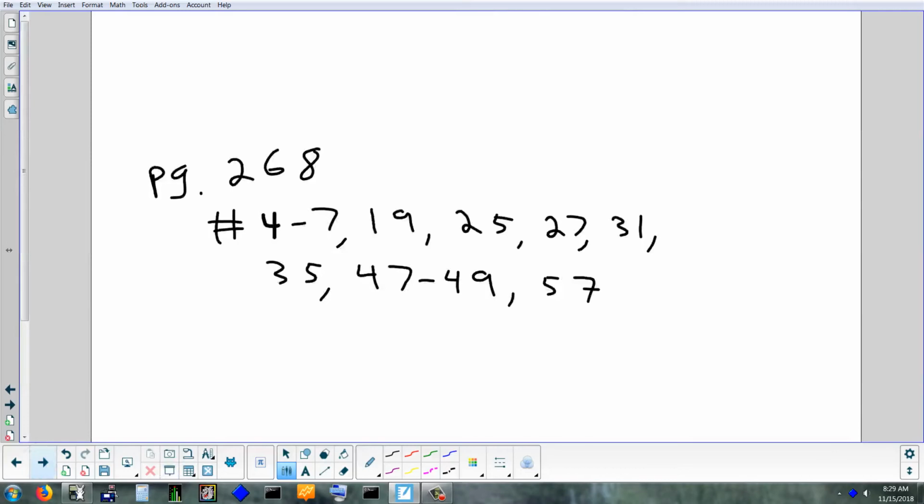Okay. So homework tonight is on page 268. It's 4 through 7, 19, 25, 27, 31, 35, 47 to 49, and 57. Again, there's probably like 7 or 8 questions there that we haven't done yet. We haven't done half-life, and we haven't done doubling. So if you get stuck, don't be like, what's going on? We're going to finish the lesson tomorrow. So just do what you can, and that's good.